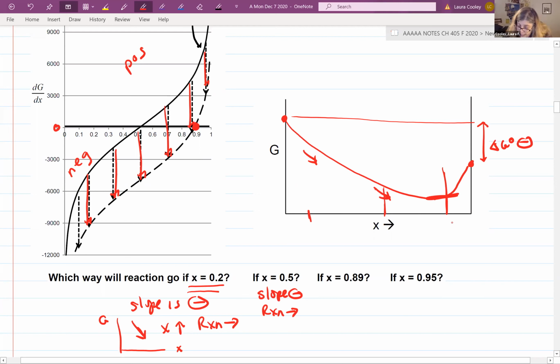When you get to 0.89, which I'm going to assume this is, because that's what this is over here. Of course, the drawing isn't perfect. Oh, actually, at 0.89, oh, that's equilibrium. So it doesn't go either way.